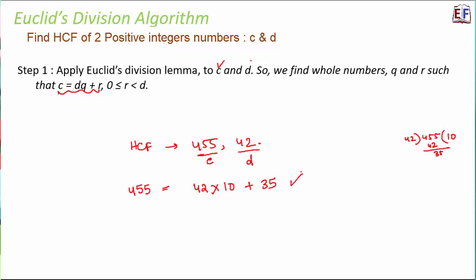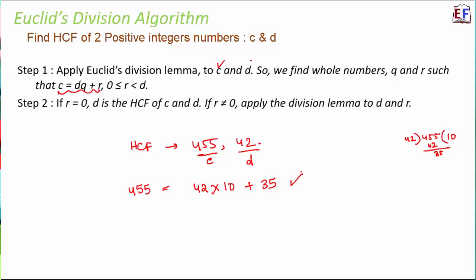Now step 2 tells us that if r is equal to 0, then d is the HCF of c and d. But that is not the case with us, right? So r is not equal to 0. Right now r is 35. And if r is not equal to 0, apply the division lemma to d and r. So which is my d? So d is 42 and r is 35. So now we have to apply the same division lemma to 42 and 35. So 42 is equal to 35 into what? Plus how much? So 35 into 1 is 35 and then the remainder will be 7.